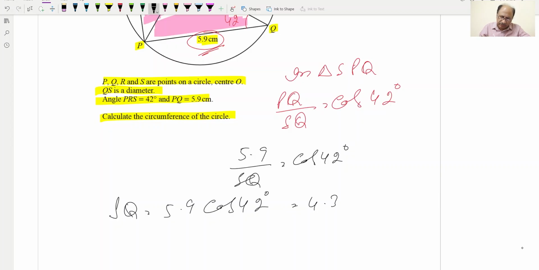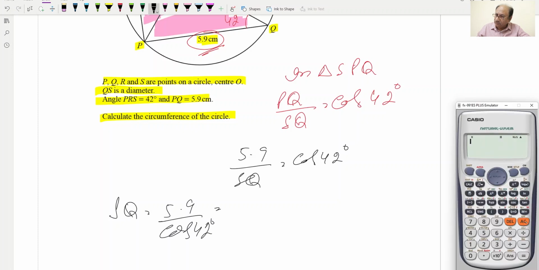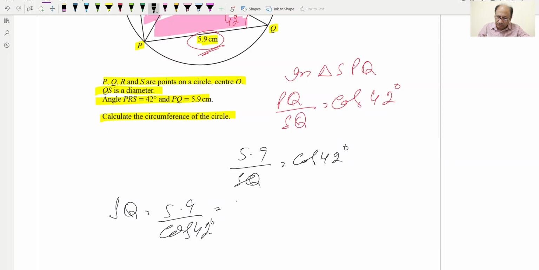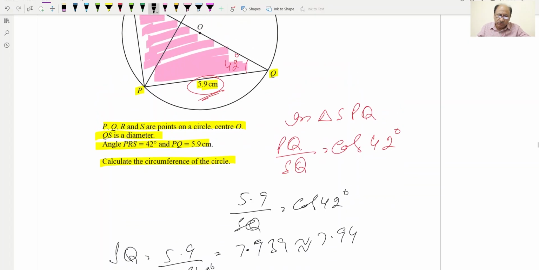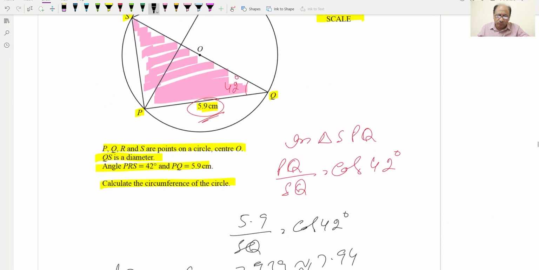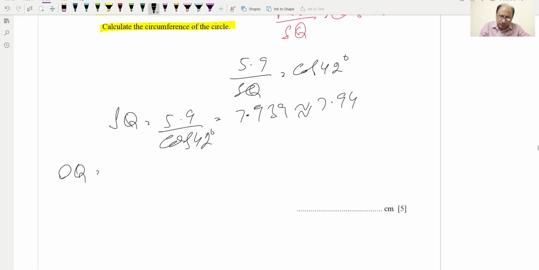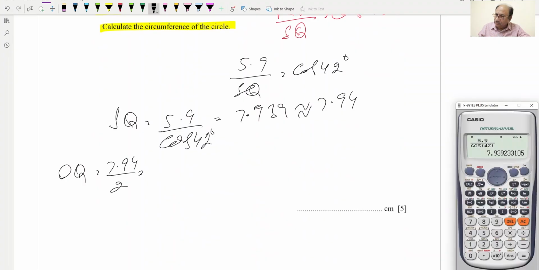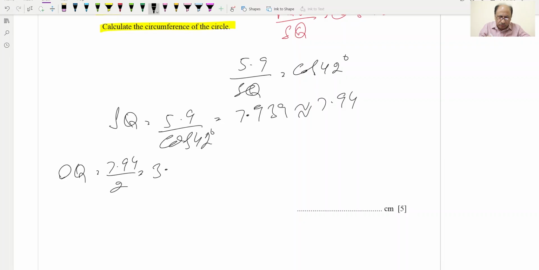We have made a mistake. It should be 5.9 over SQ is equal to cos of 42 degrees, so SQ will be 5.9 divided by cos of 42, and this will give us 7.939, or we can write 7.94. So 7.94 is the diameter, so OQ will be the radius. OQ will be equal to 7.94 divided by 2, which gives us 3.97, rounded to 2 dp. Now we can find the circumference.